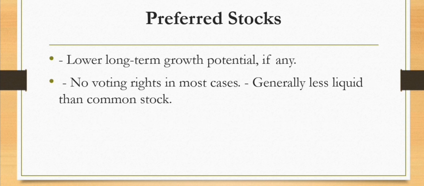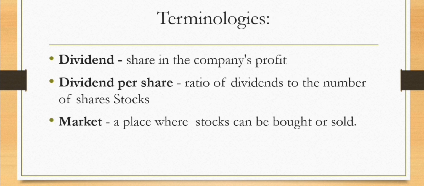So for the preferred stocks, the risk consideration is lower long-term growth potential, no voting rights in most cases, and generally less liquid than common stocks. All right, so these are the terminologies when we talk about stocks.